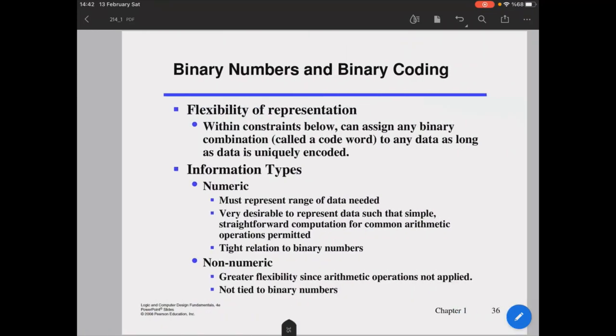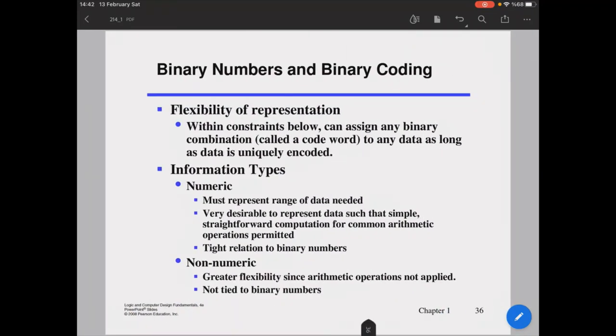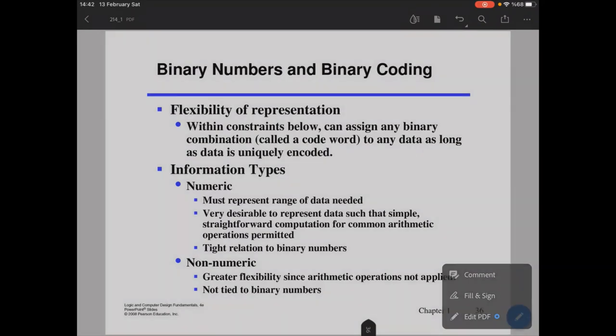Now let's take a look at binary numbers and binary coding, which gives us flexibility for representation. You can code your information as numeric values, so it must be represented in the range of data needed, and it is very desirable if you want to do arithmetic operations with those data, and they should be tightly related to binary numbers, of course. But you can also code the numbers in a non-numeric form, which gives you greater flexibility, since you're not supposed to do arithmetic operations with them. Just imagine you're coding some colors, which are not tied to binary numbers at all.